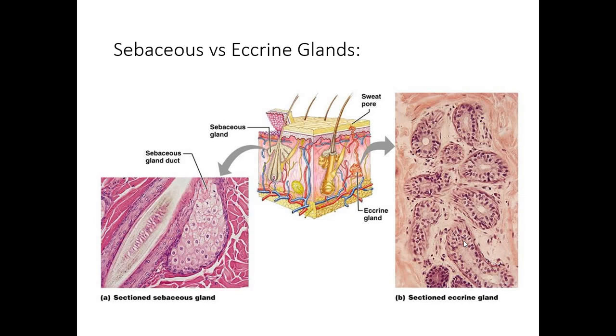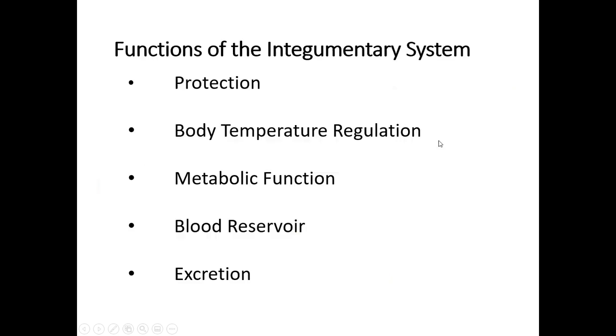So here again, we're looking at the structures of some of the sebaceous glands. This is a hair follicle, and the sebaceous gland is located on the side of it. And then here again are eccrine glands that are just located throughout the epidermis. So here are some functions of the integumentary system. It provides protection, body temperature regulation, aids in metabolic functions, blood reservoir, and excretions.